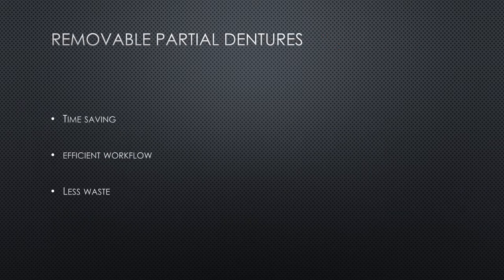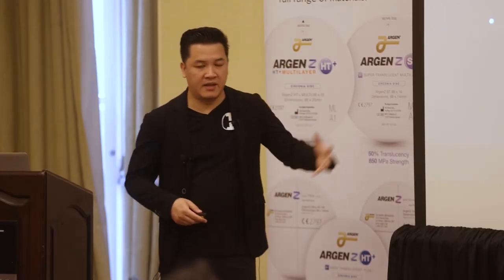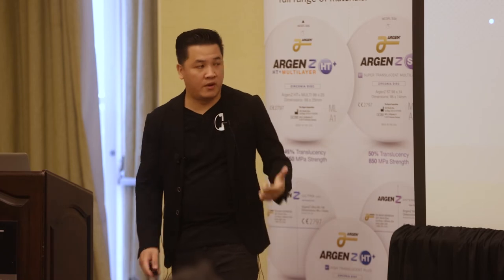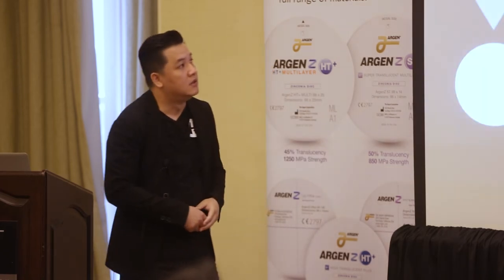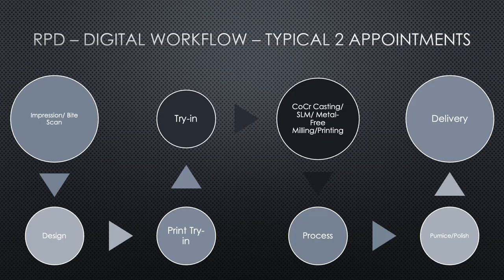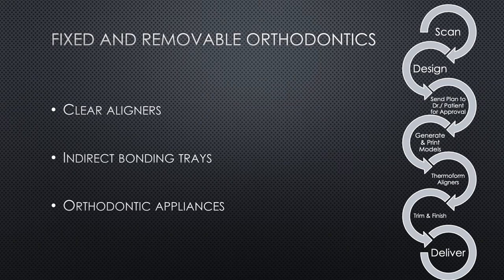Removable partial dentures, I'm not gonna go too much detail, but it follows a lot of the same thing. You have 3D printing that helps to augment a lot of things. Same thing, a lot of time savings, a lot of, you know, more efficient workflow, a lot less waste. And again, it kind of follows that same pathway. You have a couple different metal-free options. You can send it out for SLM. You can mill it in-house. You can do injectables. So there's a couple different ways to kind of process all this stuff, but it really follows all the same kind of things I was speaking about with dentures.